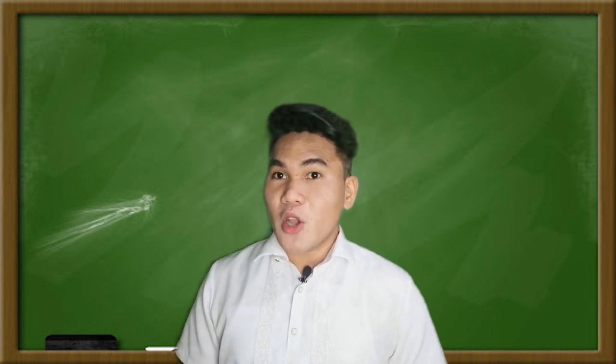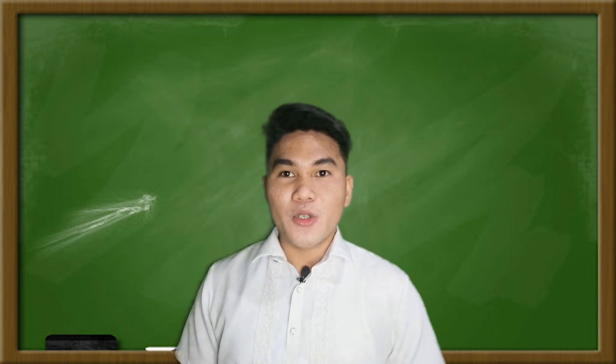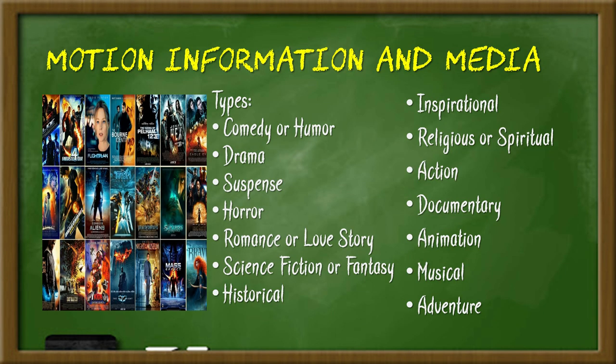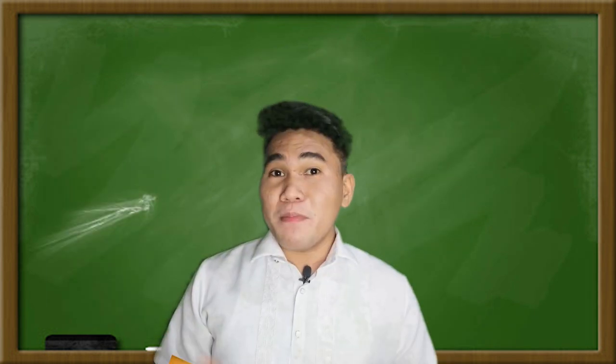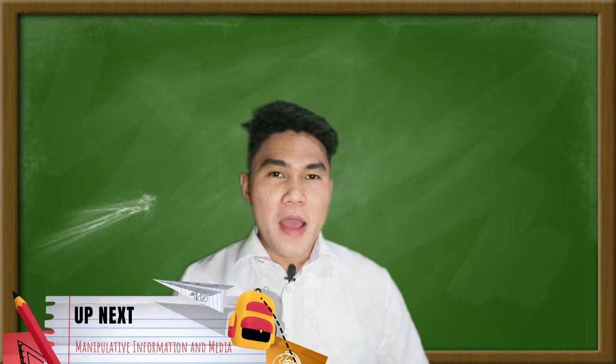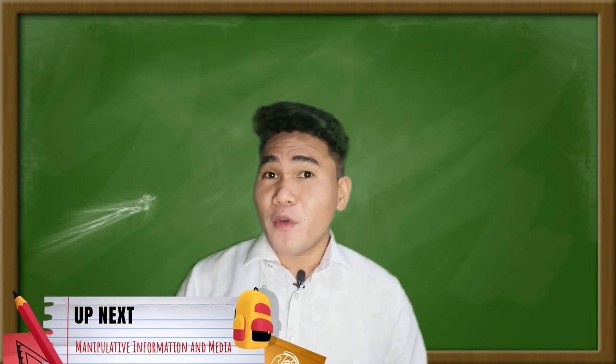The next dimension of information and media is motion. The following are the types of motion information which are counterparts of the genres of text information: comedy or humor, drama, suspense, horror, romance or love story, science fiction or fantasy, historical, inspirational, religious or spiritual, action, documentary, animation, musical, and adventure. Most people watch film or movie because it is a form of entertainment for them.